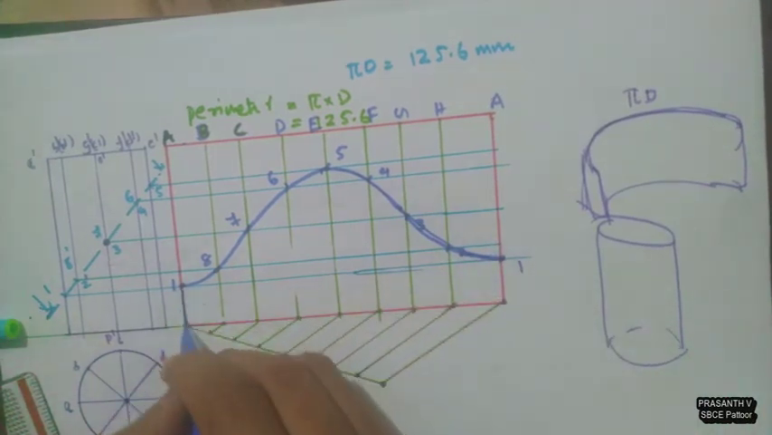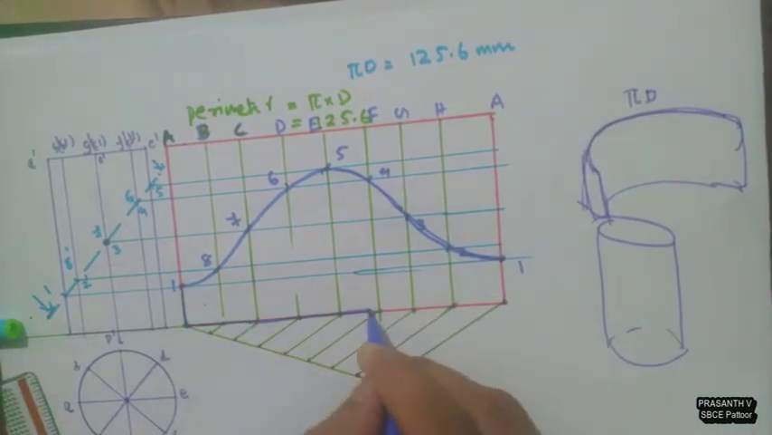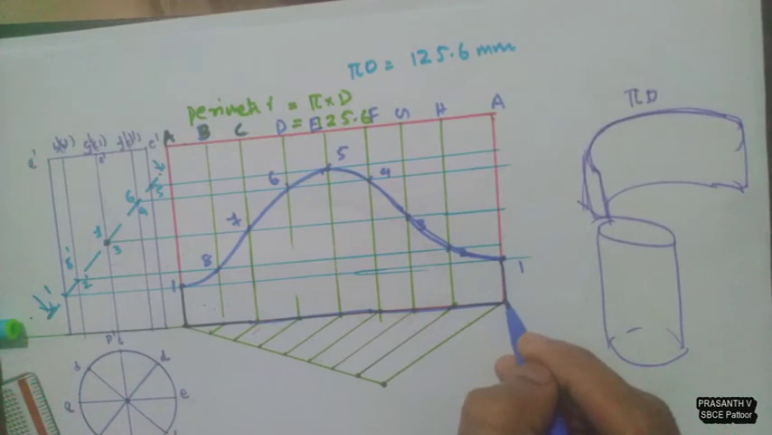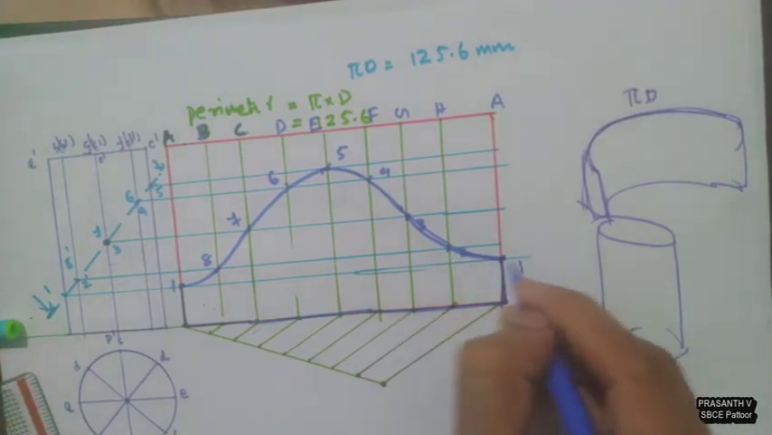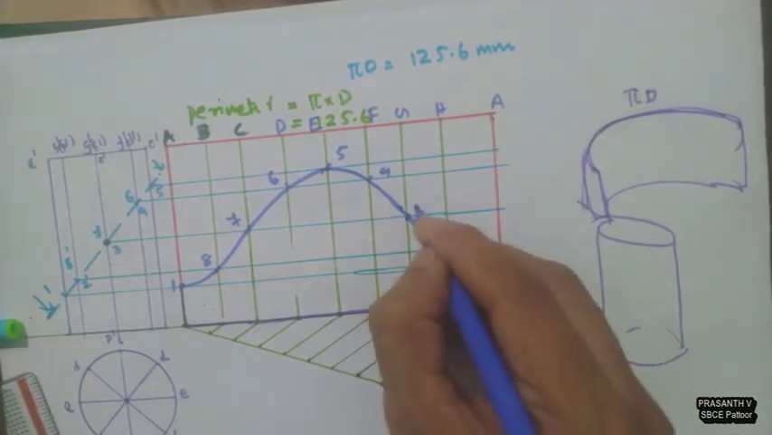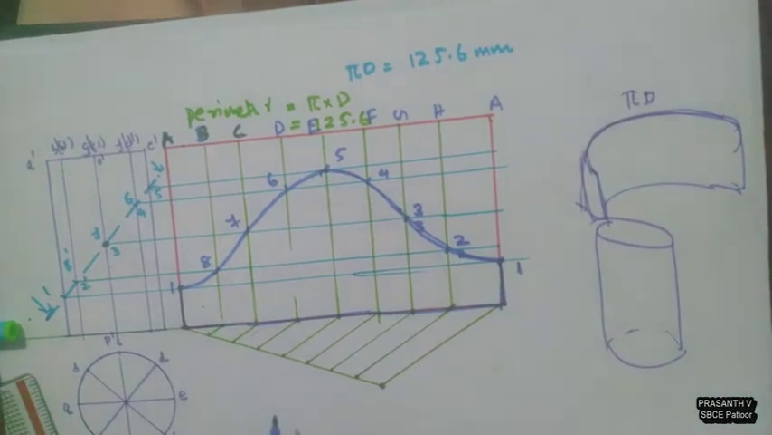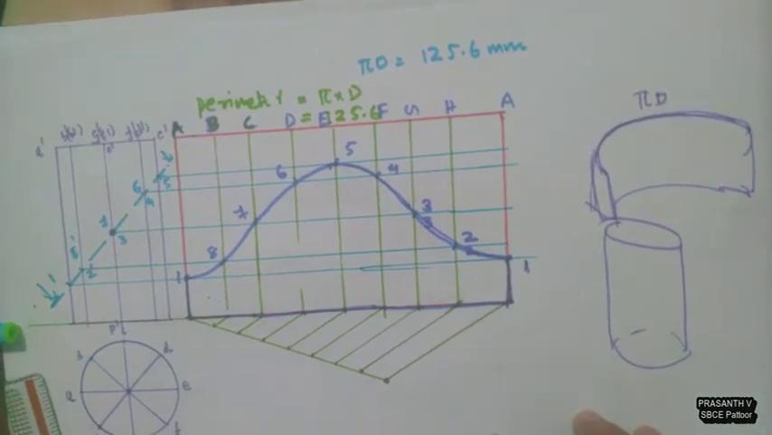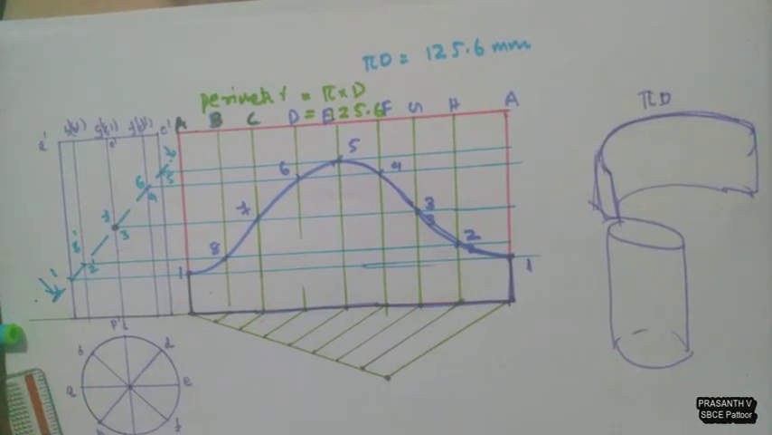You have to draw it simply as a freehand curve. Here you can see this will be the bottom portion of the cylinder. This is point 1, 2, 3, 4, 5, 6, 7, 8. So this is how we draw the development of a cylinder. Hope you got it. Thank you.